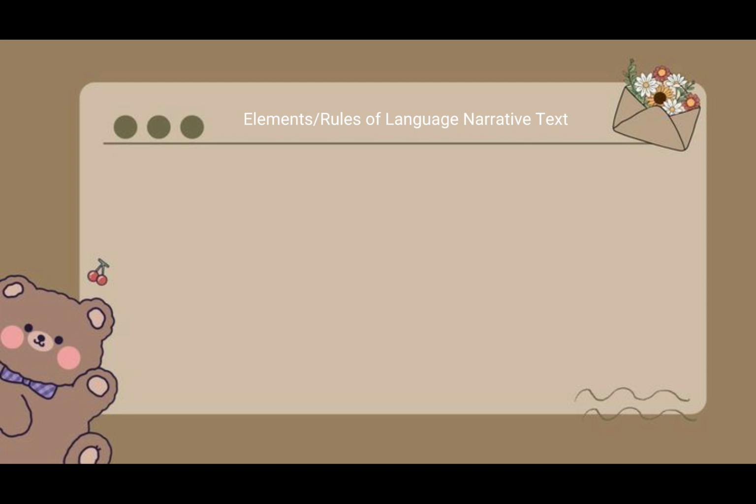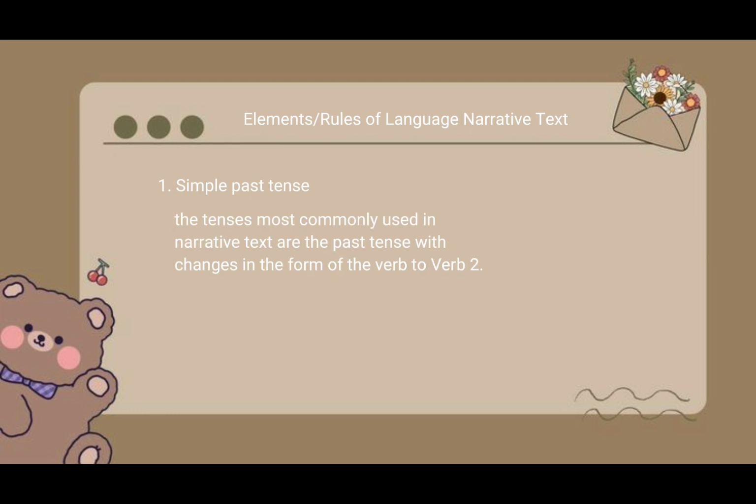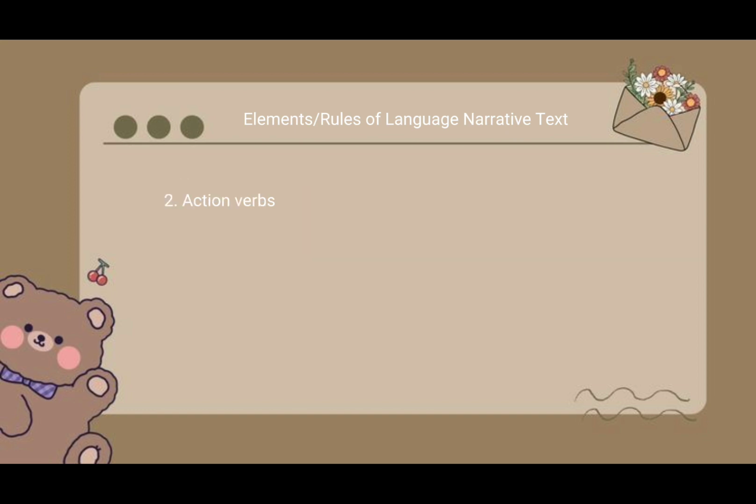Elements or rules of language in narrative text. Did you know the tenses used to tell about the past? Well, because it is closely related to stories in the past. The tenses most commonly used in narrative text are the past tense, with a change in the form of the verb to verb two. Second, action verbs.